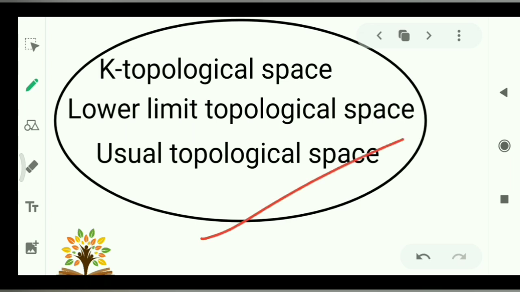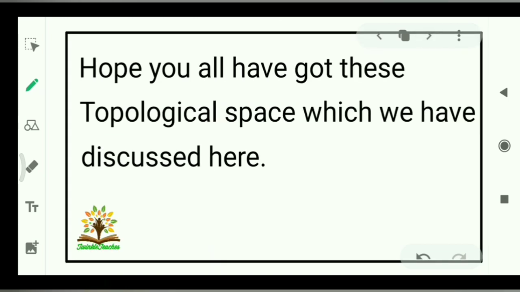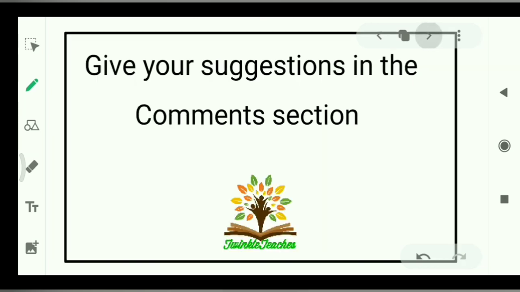Here are a few frequently used topological spaces. Those are K topological space, lower limit topological space, and usual topological space. I'm not going to discuss the properties of these because they need the notion of metric spaces, which I'm not going to discuss here. So hope you all have got these topological spaces which we have discussed here.